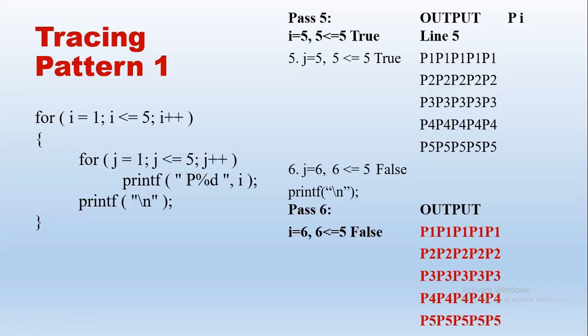Okay, so next i becomes 6. Pass 6, 6 is less than or equal to 5. We check, is it less? No, 6 is neither less than nor equal to 5. Condition is false. So the outer loop will stop. So what is the output? We have 5 rows printed.